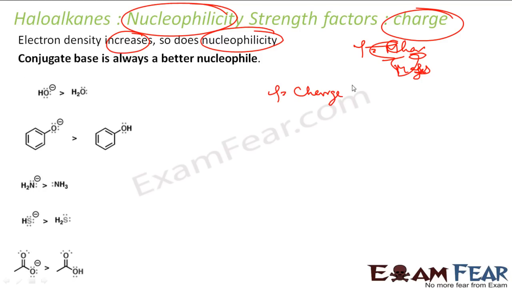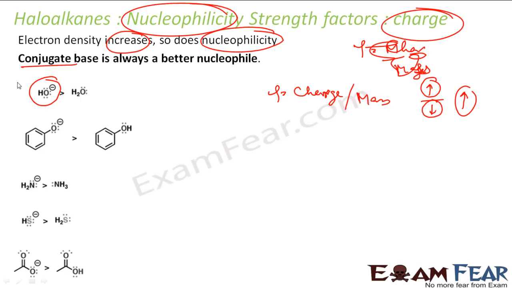Or charge density I'm talking about. Charge by mass. So increase the charge by removing a proton. The mass will also decrease. So you are increasing the charge and decreasing the mass. So overall this whole thing is increasing. Right? You are increasing the numerator and decreasing the denominator. Overall the compound is increasing. And that's why the conjugate base is always a better nucleophile.